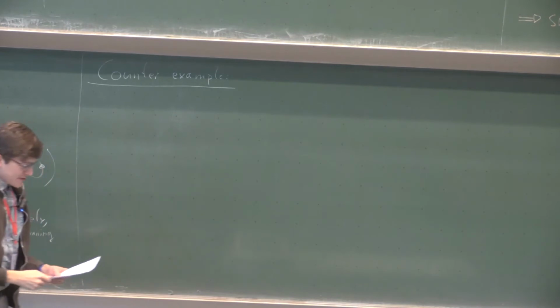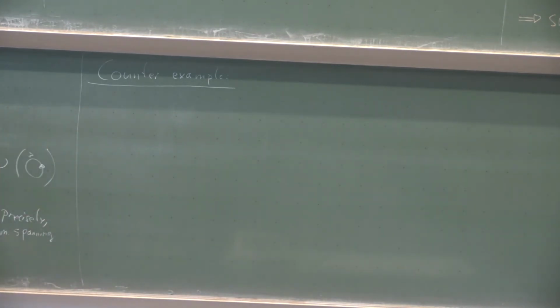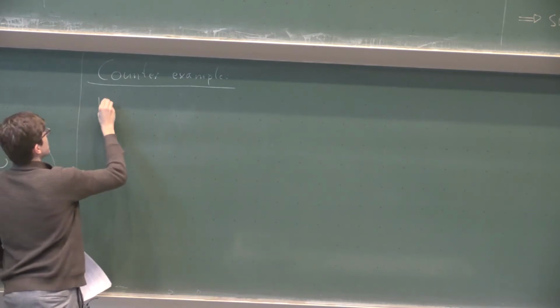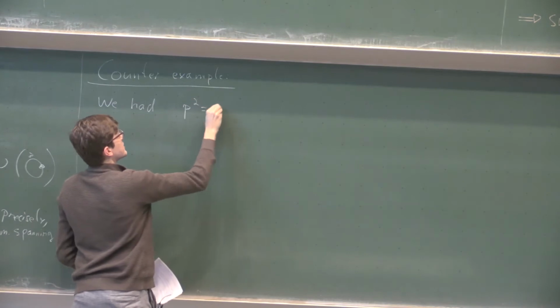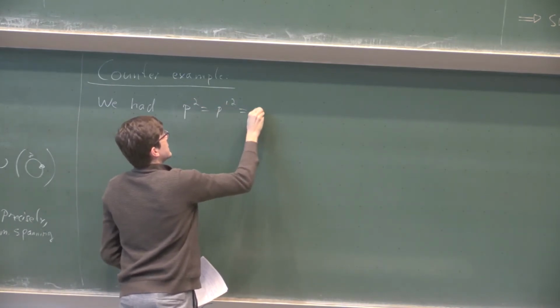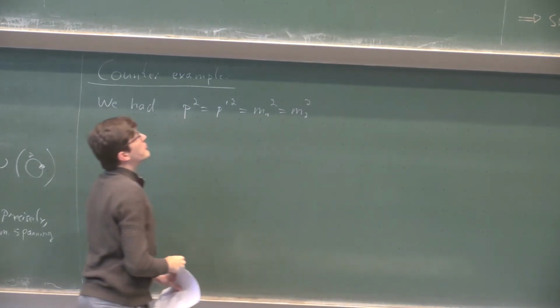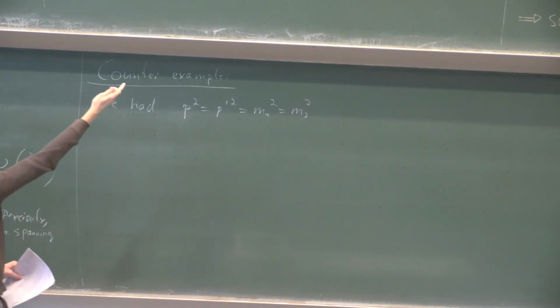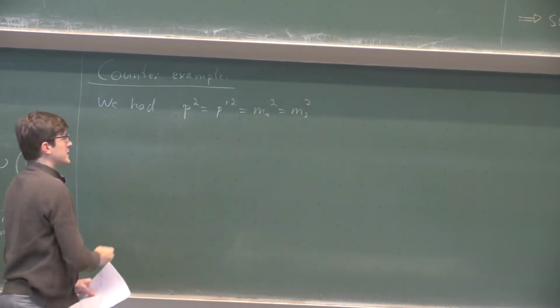So the counterexample from last time was, well, we still had the triangle, but we had on-shell external x, right? So we had p squared equal p prime squared equal m1 squared equal m2 squared. Yeah? And of course, what happens, you see immediately that now the f of the subgraph becomes 0, right?